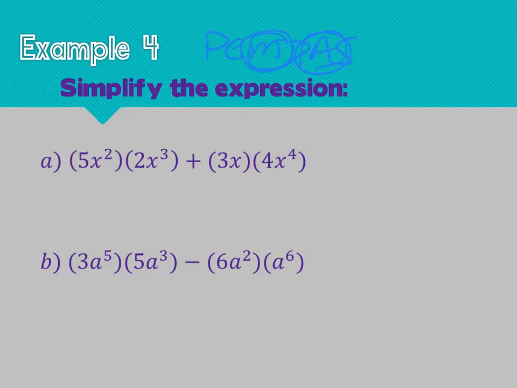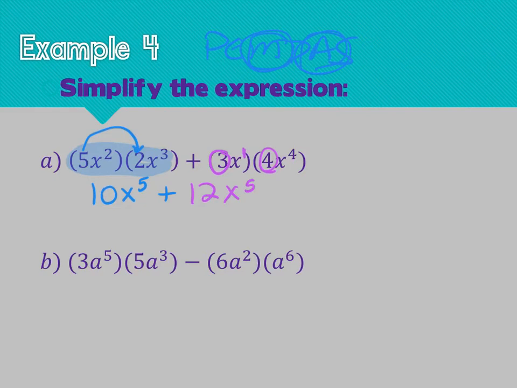So if I look at that first term here, the first multiplication is 5x squared times 2x to the 3rd. I do 5 times 2, which is 10. X squared times x to the 3rd is x to the 5th. Plus, take care of the second one. 3 times 4 is 12. X to the 1st times x to the 4th is x to the 5th.